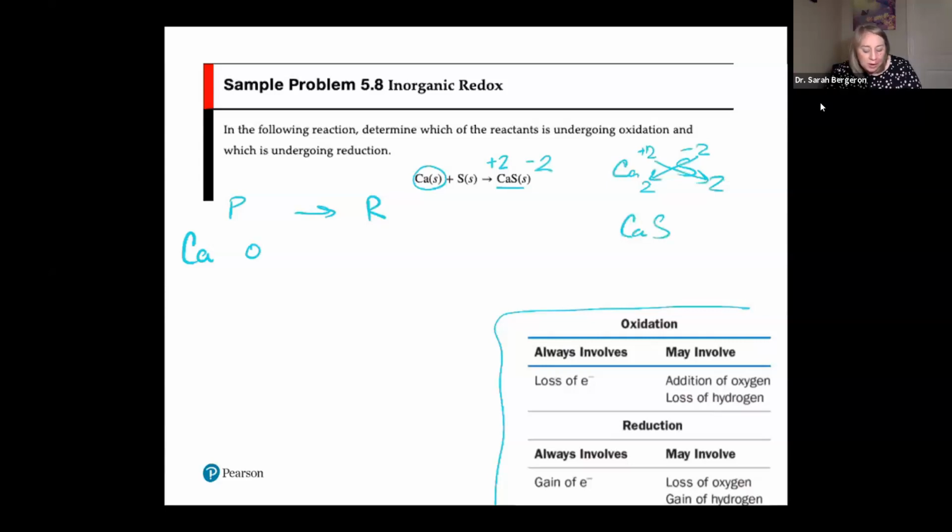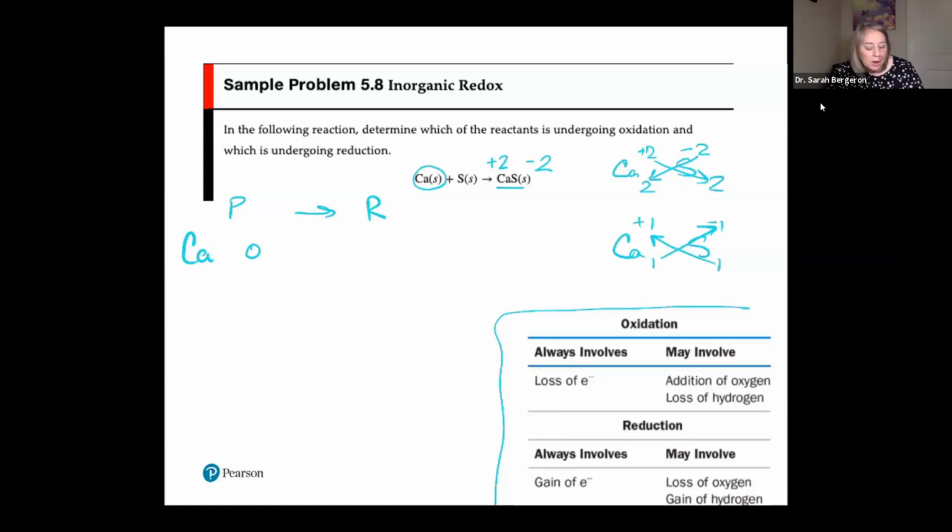If you wanted to do that kind of reverse crossover, you have to keep in mind that if I have Ca1, S1 and just cross them over, I would get a +1 and a -1. But I know that's not right because when I check the periodic table, I see calcium is +2 and sulfur is -2. So sometimes you'll have to multiply by 2 if you use that method. Just keep that in mind.